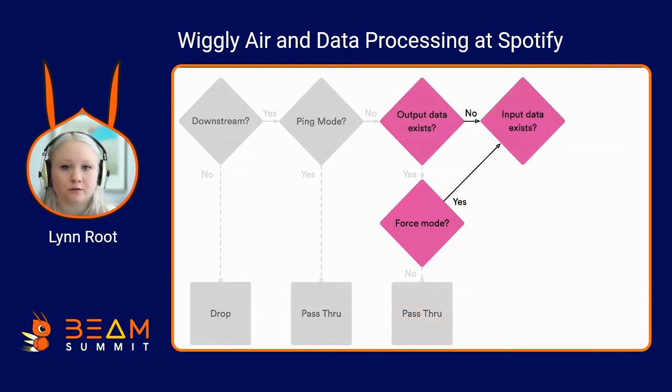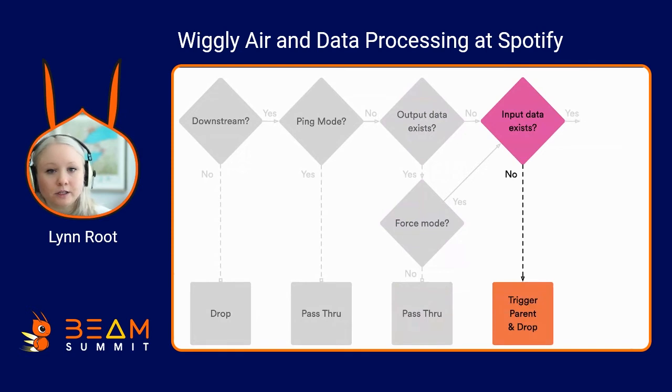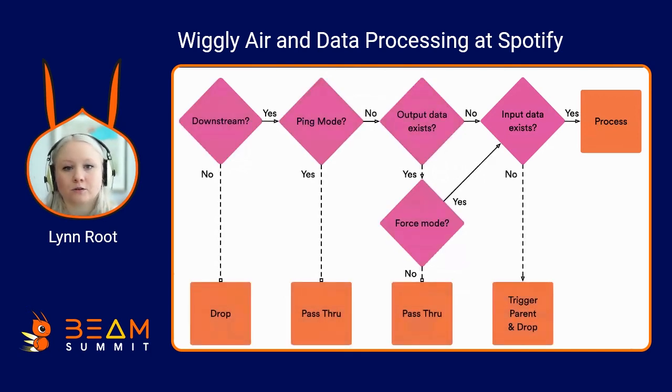If it is in force mode, or if the output data doesn't actually exist, then Klio moves on to the next check. Does the input data actually exist? If it doesn't, then Klio will add itself to the list of downstream jobs in a message metadata, and then publish to the parent's input topic. Klio then drops the current message. Since there's no need to hang on to it, it will actually get a new message once the parent job is done and input data exists. And so if input data does exist, then we're good to go onto the user part of the code. And so Klio will then invoke the user's transform, and so work can be applied.